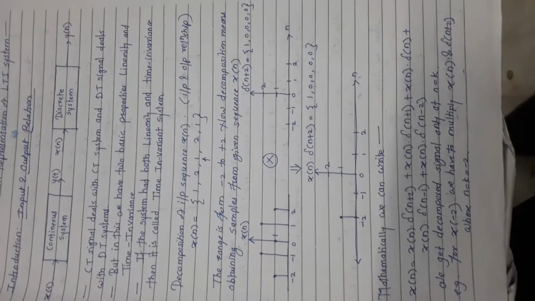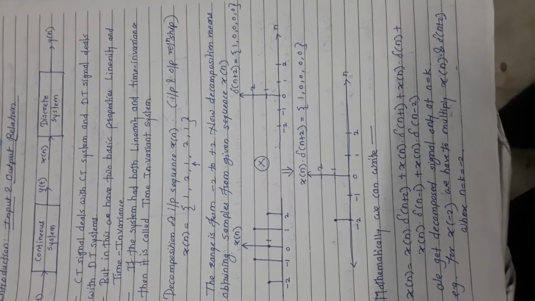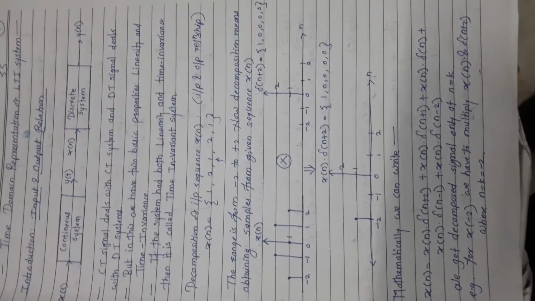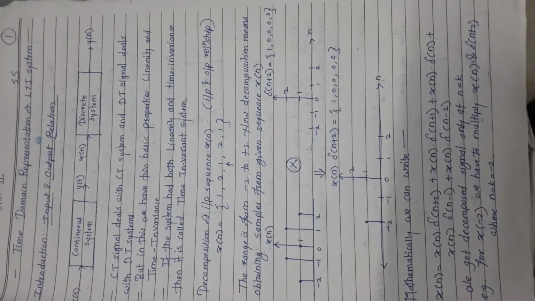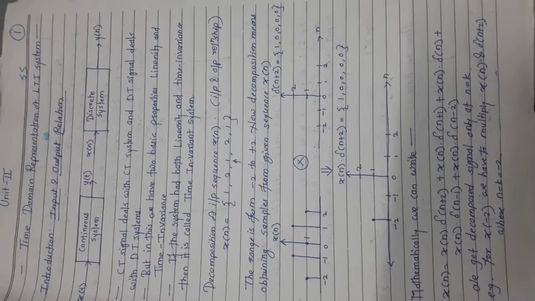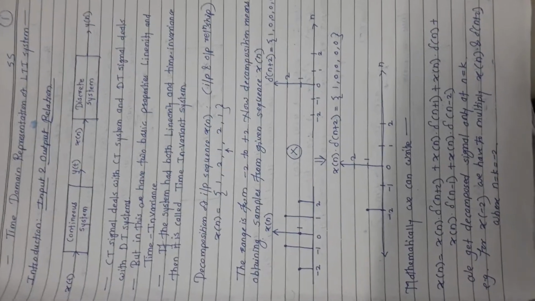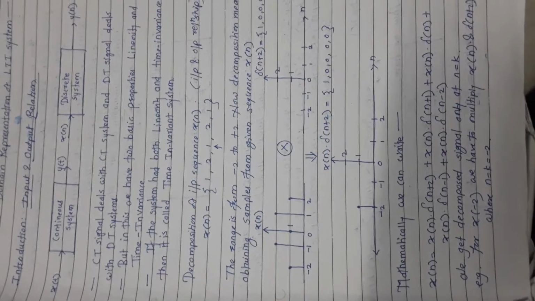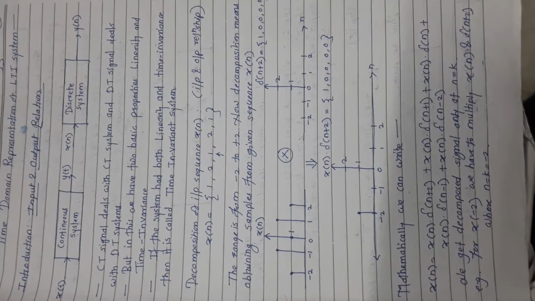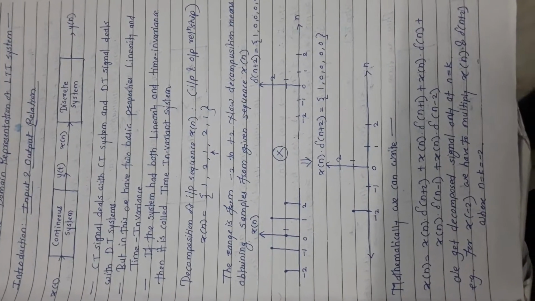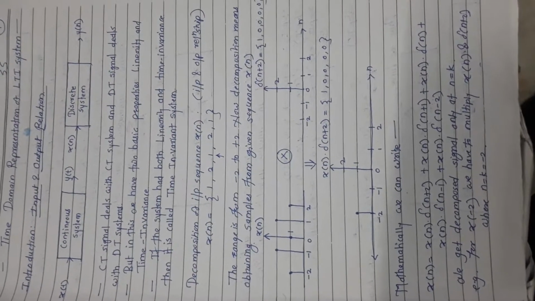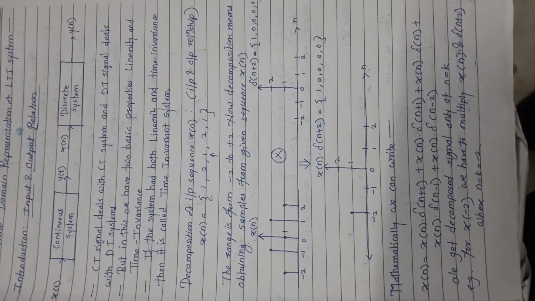If we consider the range on the x-axis, then it is from minus 2 to plus 2, and decomposition means obtaining samples from the given sequence x of n. So while decomposing the signal, I have constructed the given x of n discrete time signal over here, using the same values with respect to coordinates.